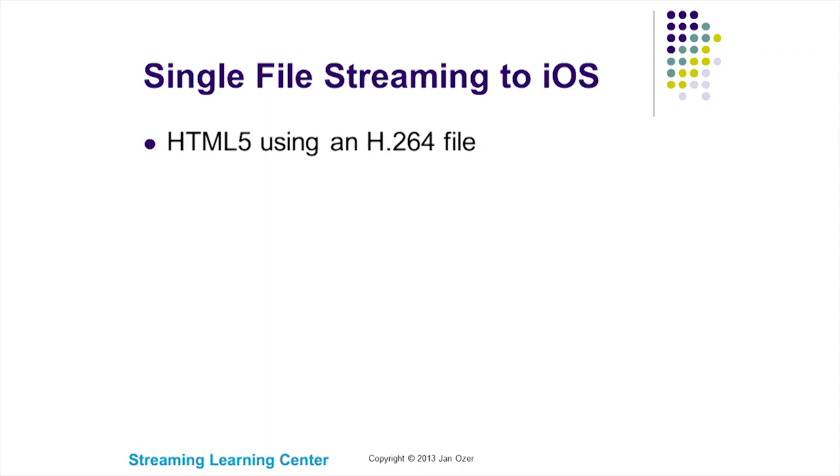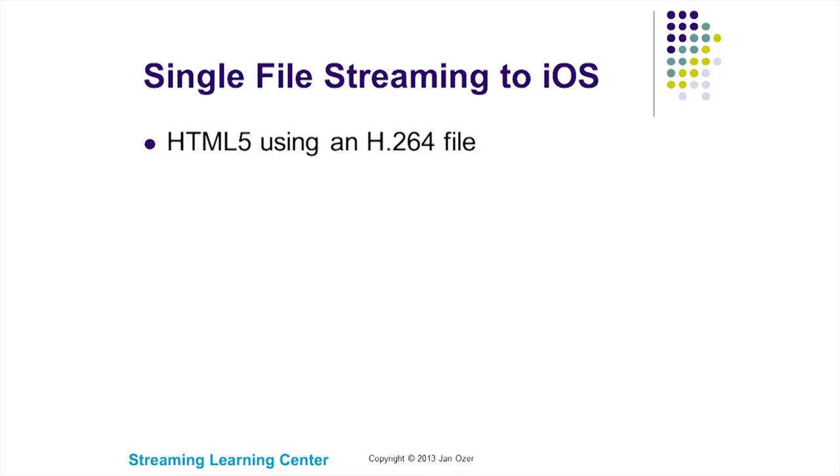And if all you're doing is single file streaming, you're not doing adaptive, you're not doing live, you don't need DRM, you don't need captioning, then HTML5 with an H.264 file works fine. Every iDevice can play HTML5, every iDevice can play H.264 video. So if all you need is a single file, it's relatively simple to do.